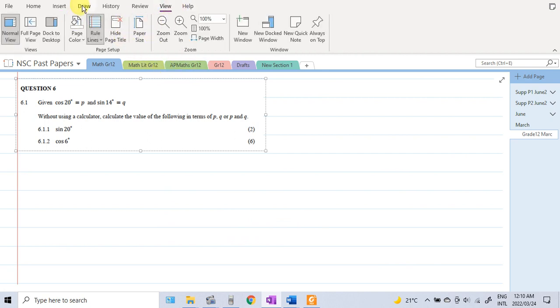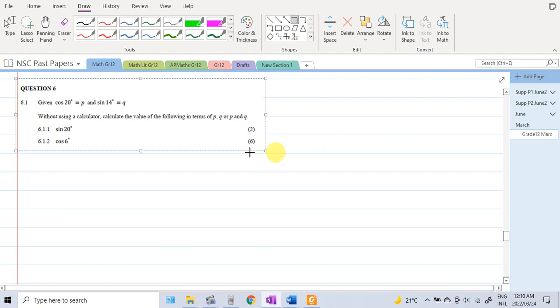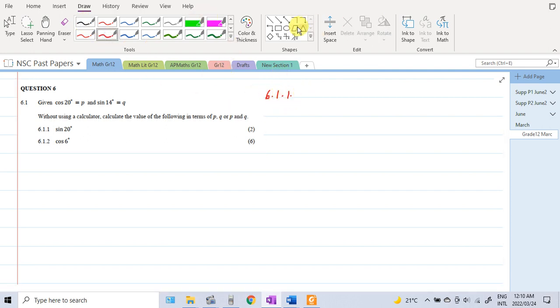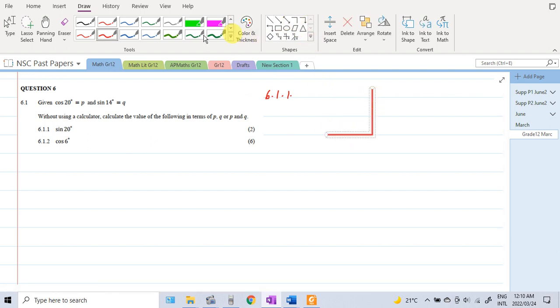So what we can see is cos of 20 degrees is equal to P and sine of 14 degrees is equal to Q. So when we have problems like this, we draw two separate triangles. So 6.1.1. So this is a diagram question, right? So let's draw two separate triangles. So this is my first triangle here. I like to draw a triangle that looks as if it's in the first quadrant. Not really putting quadrants there because there is no second information.